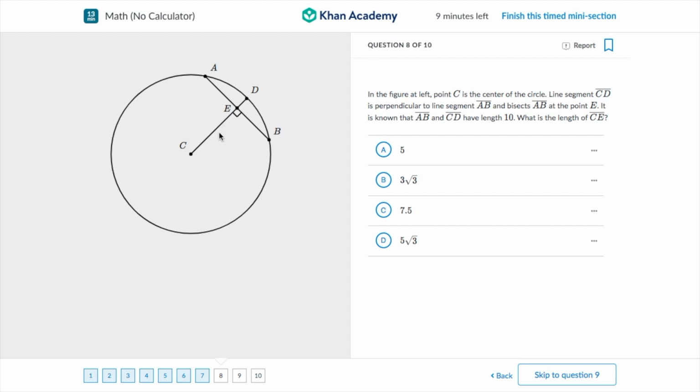So let's think about this. AB and CD are both 10, but we know this is bisected. So this is 5 and this is 5. And we need to find the length of CE. Well, what can we do here?